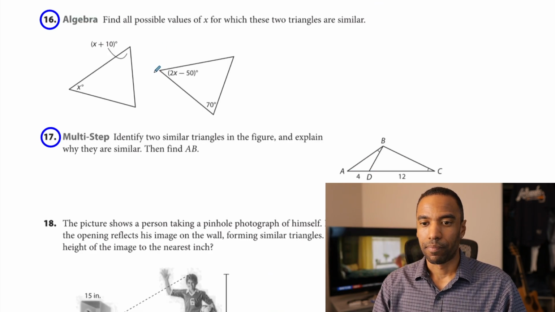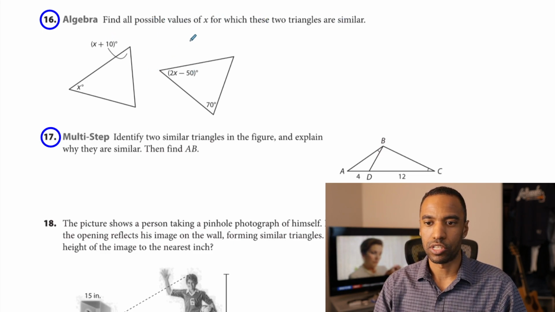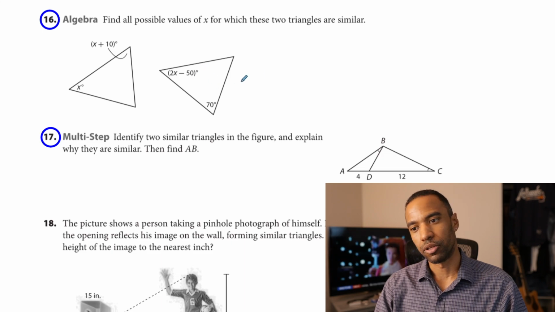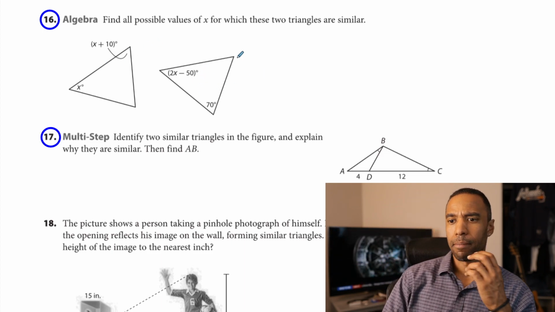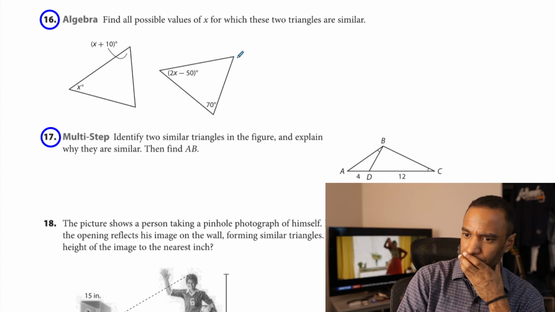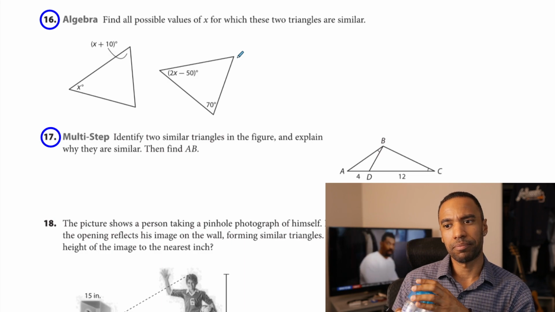All right. 16 and 17, last two problems here. Find all possible values of x for which these two triangles are similar. So, wow, okay, we have a lot of setups here. I'm thinking about this now. I'm hesitant. I'm thinking about, no, I'm fine.